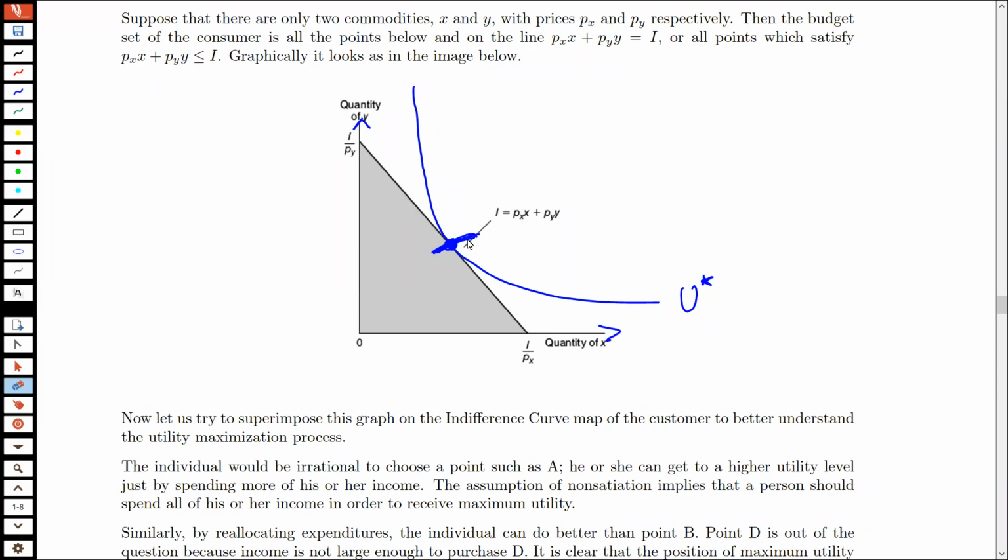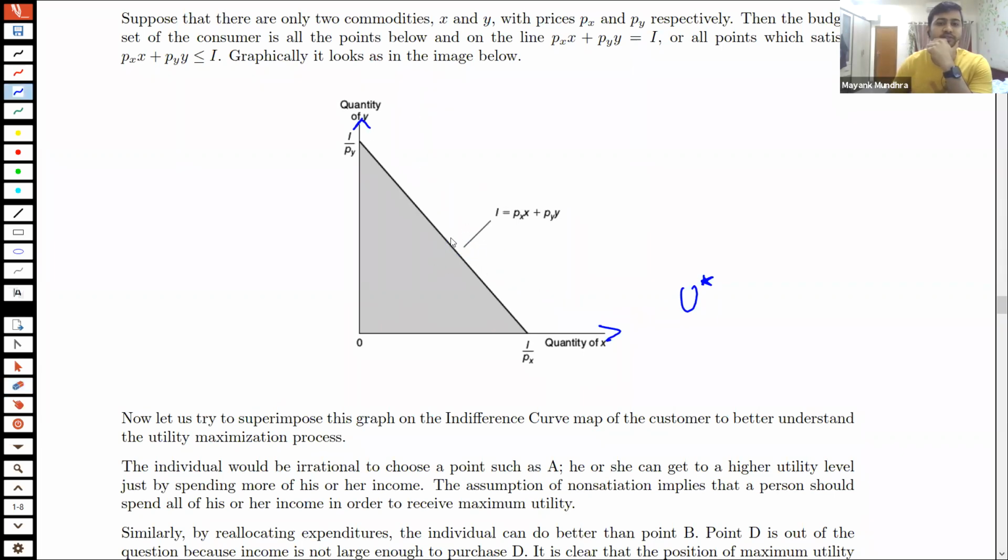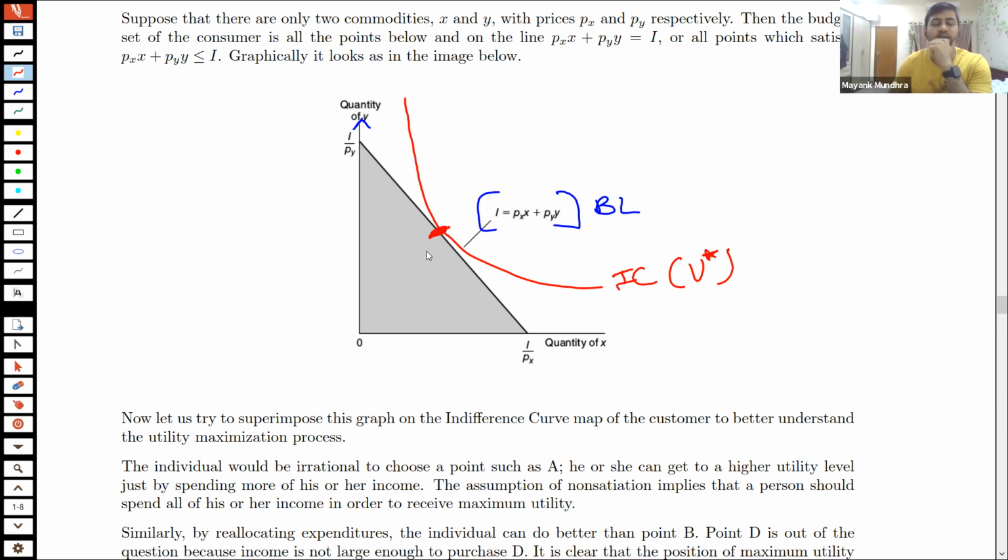Yeah, so the idea is that if this is a consumer's budget line, then the optimal bundle is the one at which the indifference curve is tangent to the budget line. So the indifference curve for some utility level U star is tangent to the budget line. So how do I find this bundle? Let me call this bundle X star comma Y star. So the whole point is how to find this bundle.